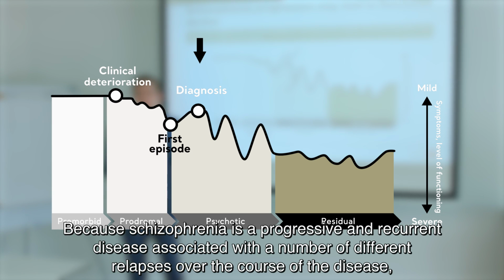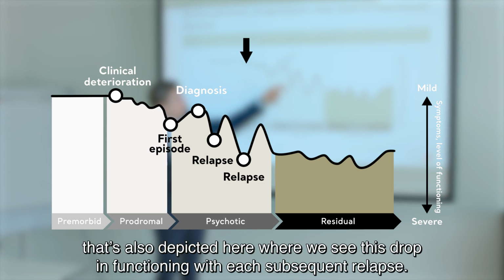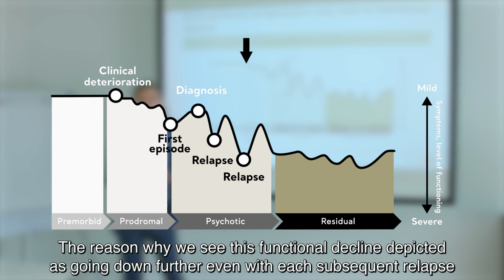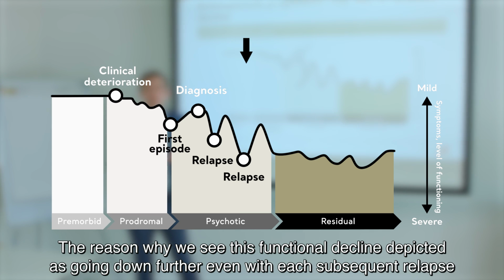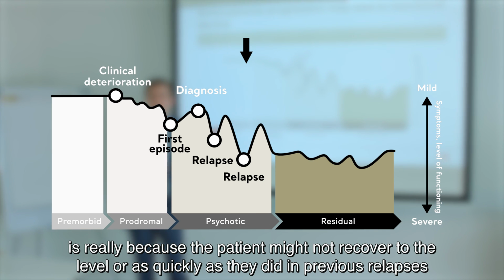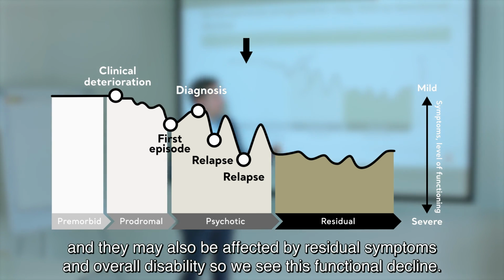Because schizophrenia is a progressive and recurrent disease associated with a number of different relapses over the course of the disease, that's also depicted here where we see this drop in function with each subsequent relapse. And the reason why we see this functional decline depicted as going down even further with each subsequent relapse is really because the patient might not recover to the level or as quickly as they did in previous relapses, and they may also be affected by residual symptoms and overall disability. So we see this functional decline.